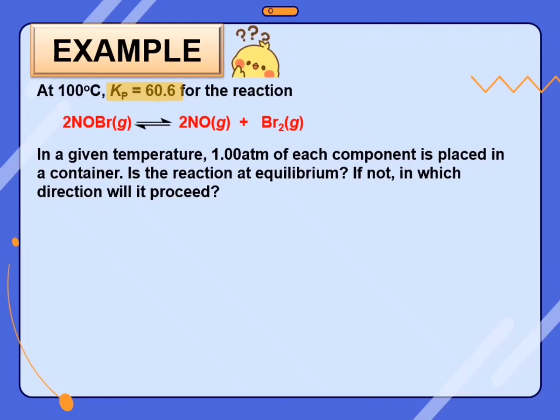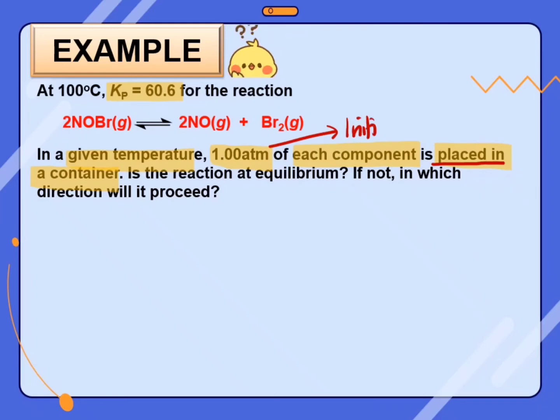And then at a given temperature, 1 atm of each component. It means that each reactant and product is placed in a container. From that statement we can see it says "placed", which means they are just being put into the container, so it has not yet achieved equilibrium. So this 1 atm should be the initial pressure of each reactant and product.